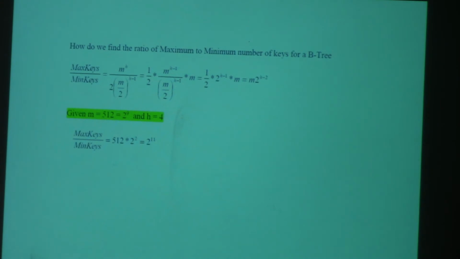This is not so interesting. How do we find the ratio of maximum to minimum number of keys? Okay, it's not so interesting, so I'll skip that. All right, so that's that.